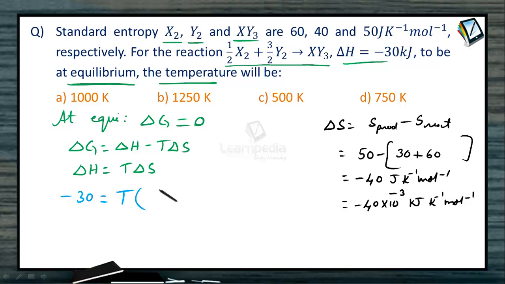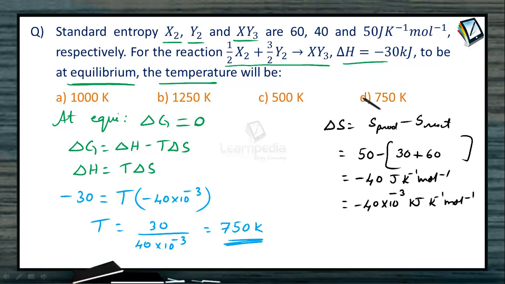So bring this value and substitute here, minus 40 into 10 power minus 3. So now temperature is equal to 30 upon 40 into 10 power minus 3. And now solving this, we get the value as equal to 750 Kelvin. So our answer is option D.